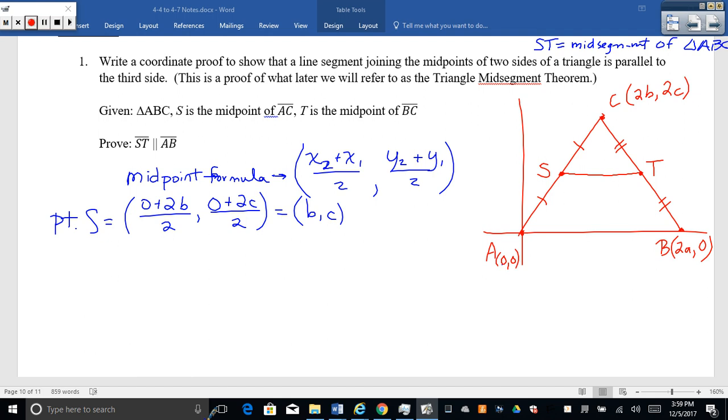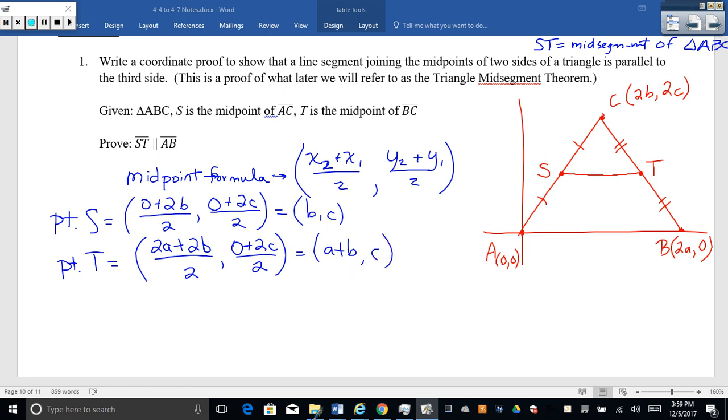Point T is going to be this. I'll take 2a, since a comes before b, plus 2b over 2. And then if I go back to point B, 0 plus 2c. Now if I simplify this, I can divide both of these by 2, so you're left with a plus b, and then this over here would just be c. So that's our ordered pair for both points S and T.